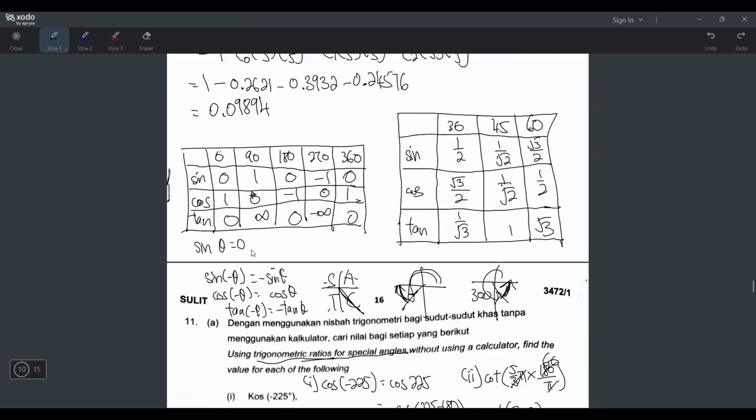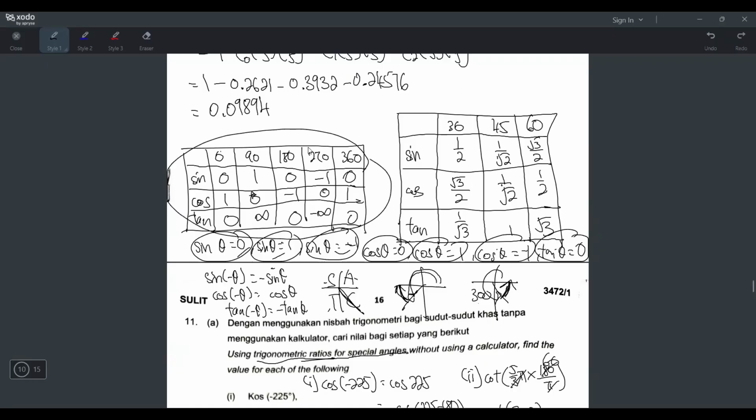Okay, and then sine equals 1. And then sine equals negative 1. Okay, these are the 3 special cases. And then cos equals 0, cos equals 1, cos equals negative 1, and then tangent equals 0. So these are the 7 special cases. So 1, 2, 3, 4, 5, 6, 7. It means if it's one of these 7 special cases, you cannot use calculator. You have to memorize this table and write the answer.